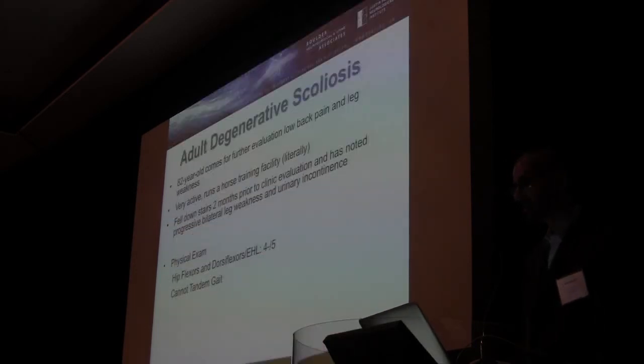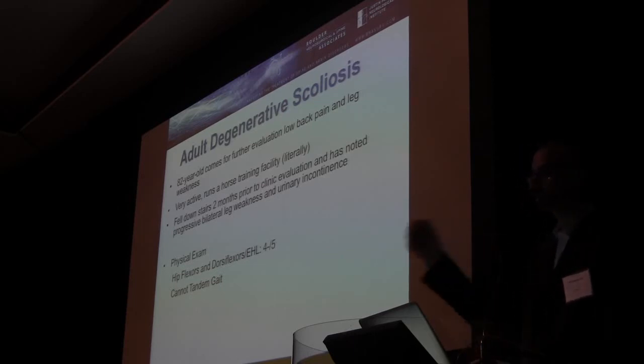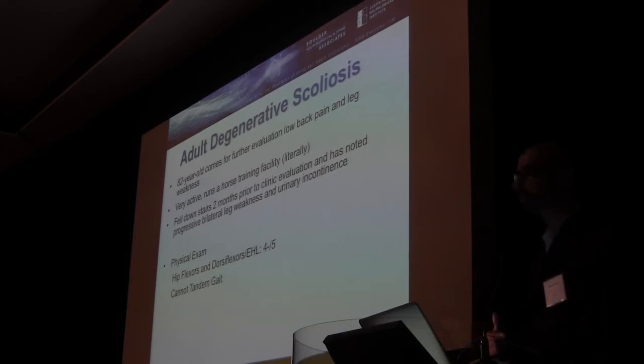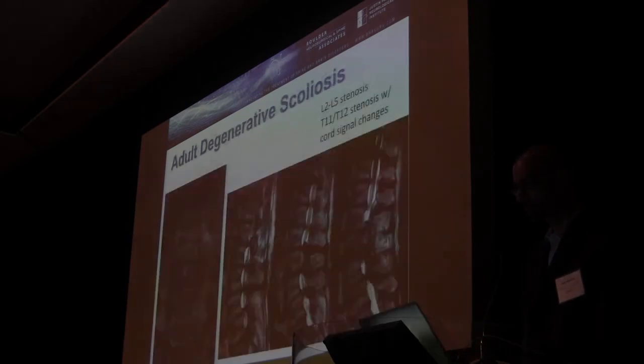Adult degenerative scoliosis, we see a ton of this. These are the most challenging cases. This is an 82-year-old person that came for low back pain, leg weakness. She's very active. She runs a horse training facility, literally runs it. She runs with the horses when people are on it to train them. Okay, she's 82. She fell down the stairs 2 months before she came to see me. She was having progressive weakness in her legs and urinary incontinence. Okay, and she's weak when I see her.